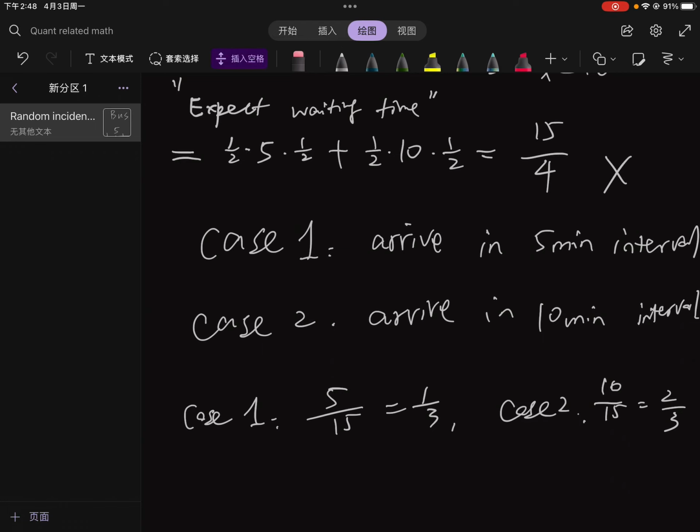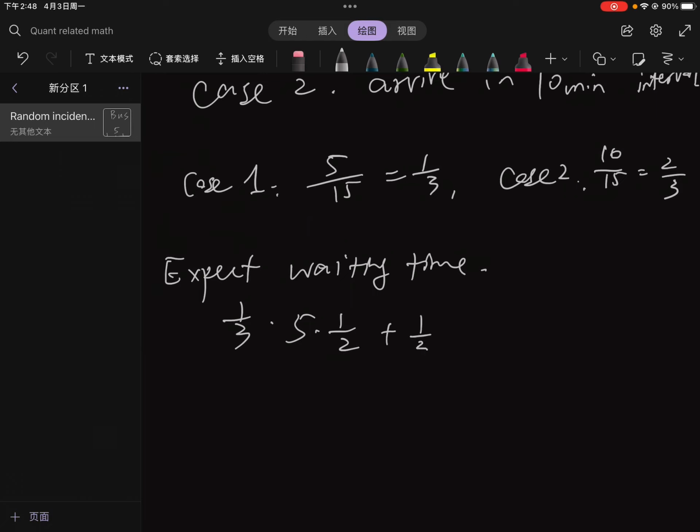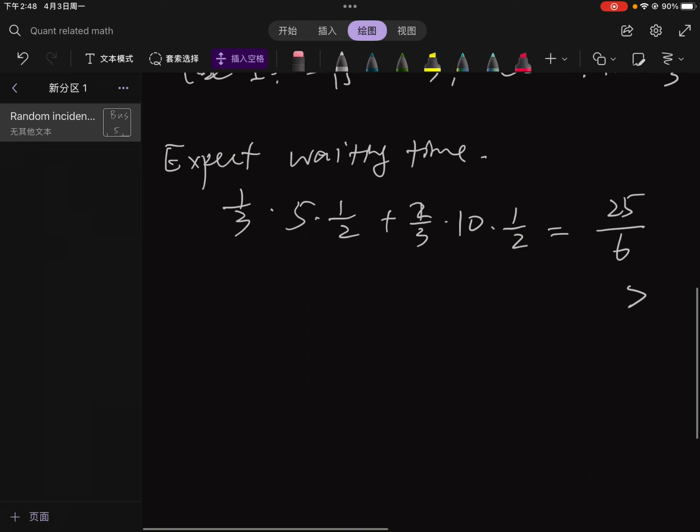So here we see that the true expected waiting time is equal to 1/3 times 5 times a half, because when you arrive in this interval, you will assume you arrive at the middle because it's uniformly distributed, plus 2/3 times 10 times a half. And this is equal to 6.25. And we notice that this number is larger than the number we had before, which is 15/4.